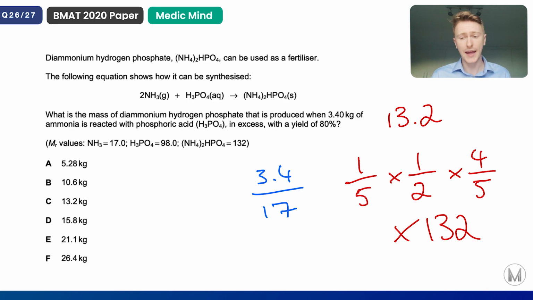And then finally, we can take 80% of that by dividing by 5 and multiplying by 4. So essentially, we don't really have to work it out too much because clearly we've got 13.2 here. We take 80% of that. It's not going to be as low as 5.28, so we end up with an answer of B.